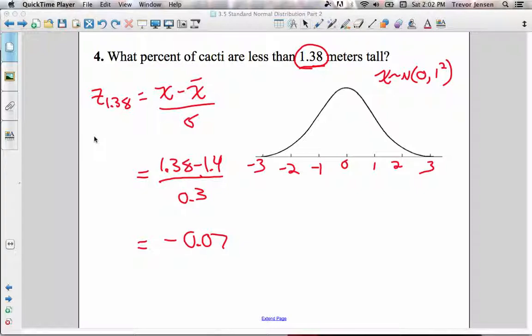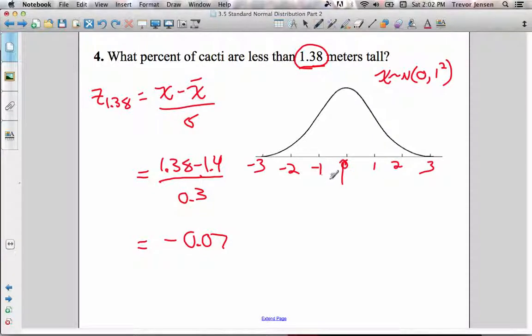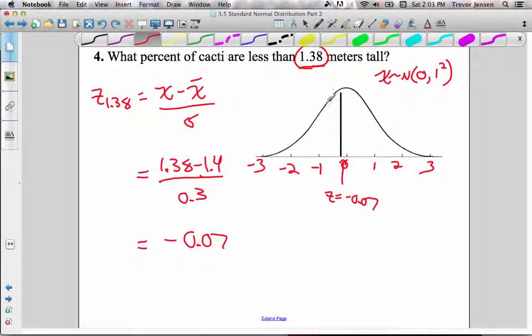So we calculated the z-score that corresponded to x equals 1.38. Now what we need to do is transfer that onto our standard normal distribution graph. So negative 0.07 would be very close to 0 here, just slightly below 0. Z equals negative 0.07. That would be right here. And once again, we want the area to the left.